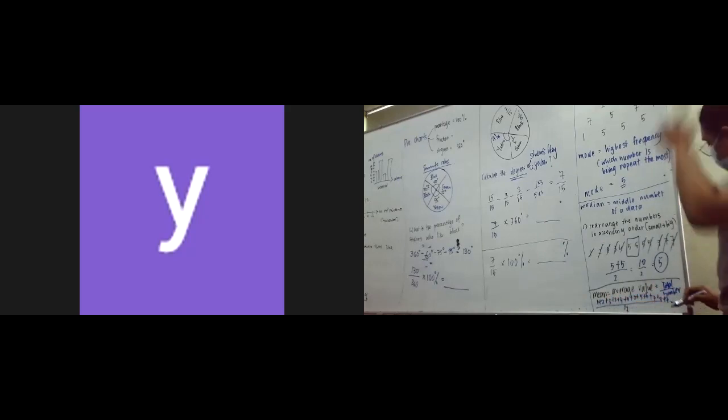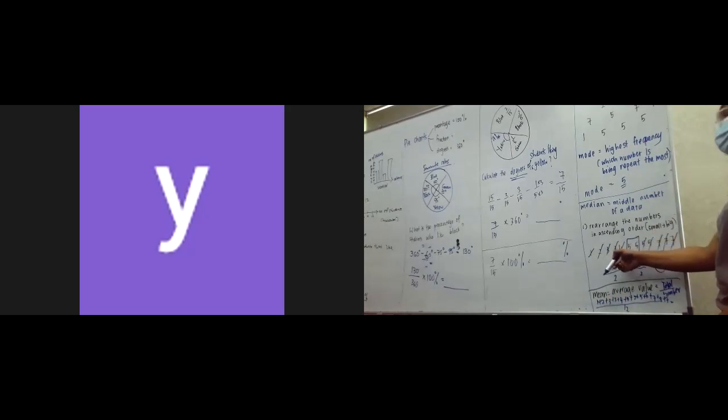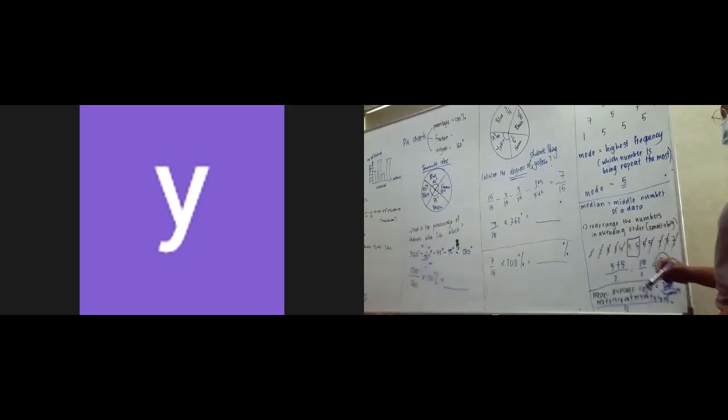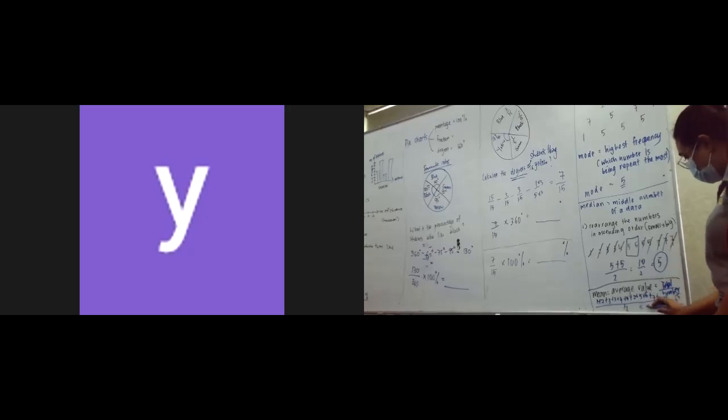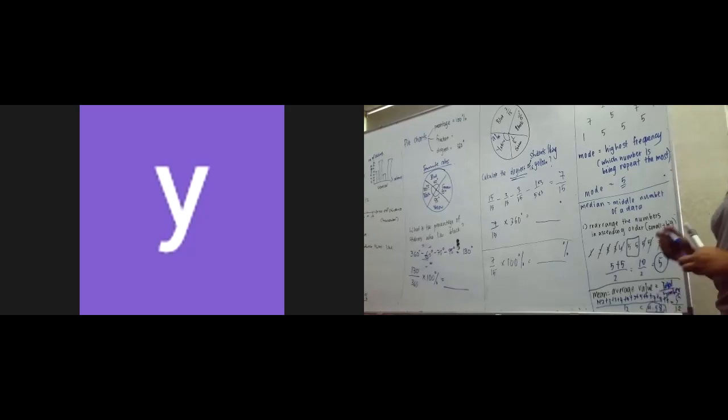So what's the answer? 1 plus 2, 3, 6, 9. 9 plus 4, 13. What's the total answer? 55. So you get 55 divided by 12. So what's the answer? 4.58. Yes. So this is your mean.